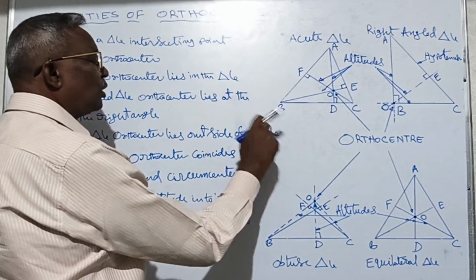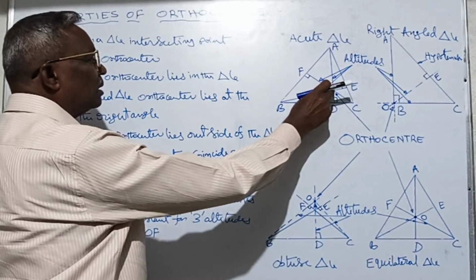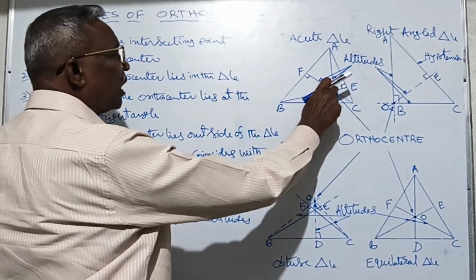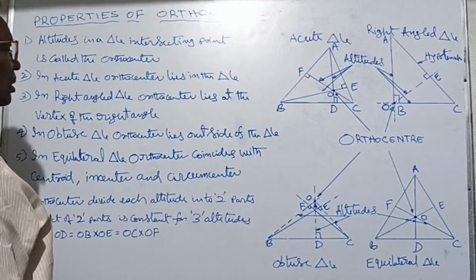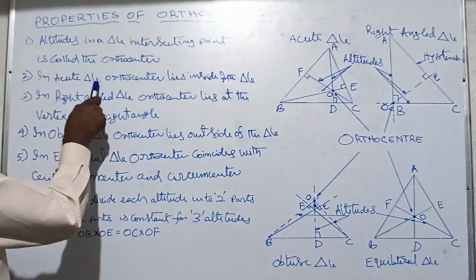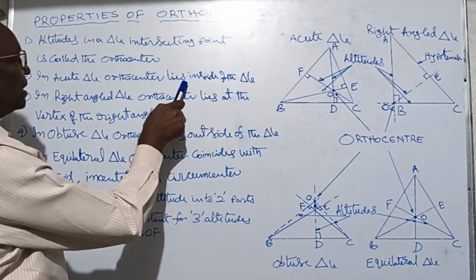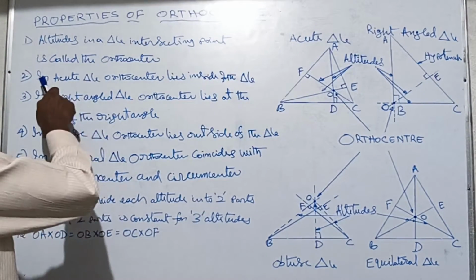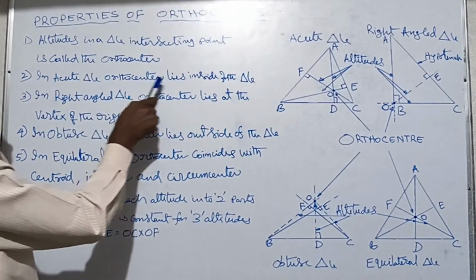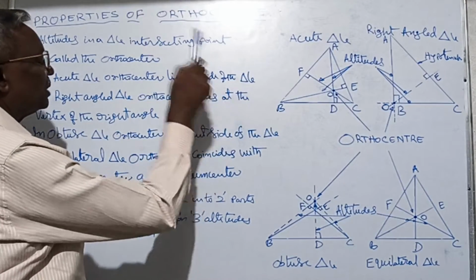Next, the location of the orthocenter depends upon the types of triangles. We will see one by one now. In the acute angle triangle, orthocenter lies inside of the triangle.